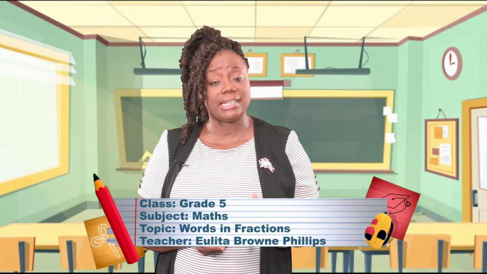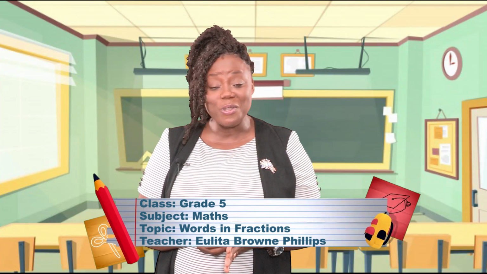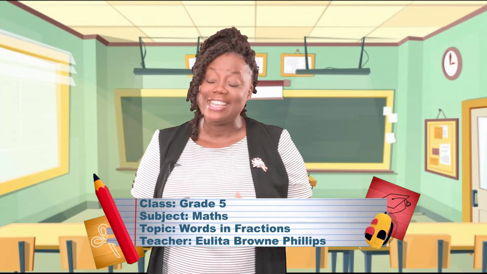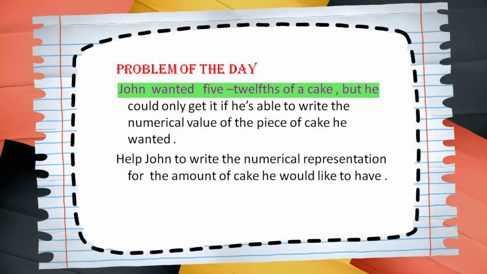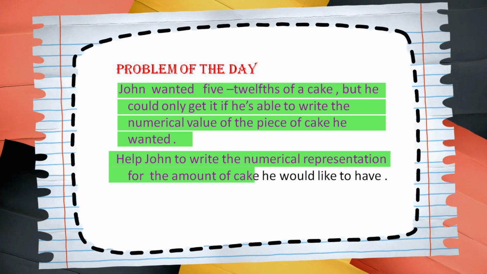This has brought us to the end of today's lesson. But boys and girls, do you know what it's time for? It is time for the problem of the day. Today's problem is John wanted five-twelfths of a cake, but he could only get it if he's able to write the numerical value of the piece of cake he wanted. Help John to write a numerical representation for the amount of cake he would like to have. Boys and girls, write this quickly. John is depending on you. He really likes cake.